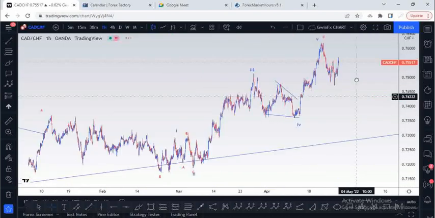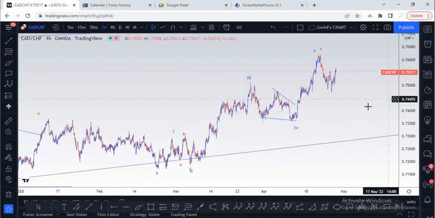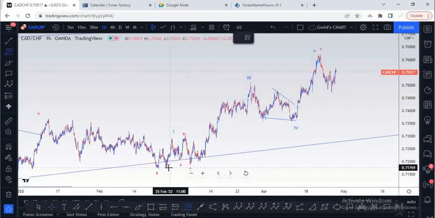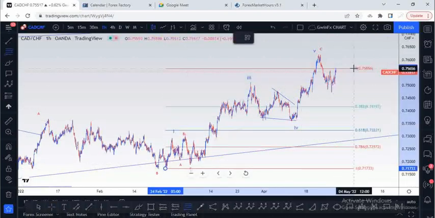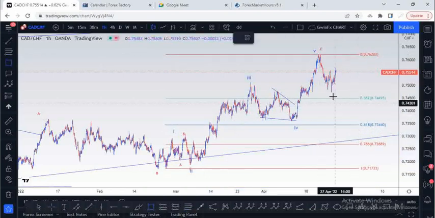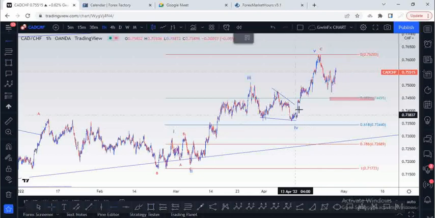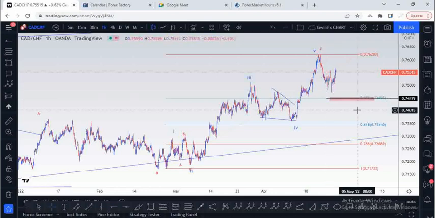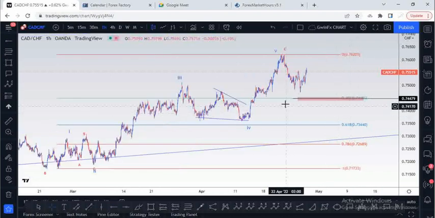Okay, so first I'm going to be looking at what levels we are going to be looking at for retracement, or price to retrace into. First, I want to look at the 38.2. Okay, this is where we have the 38.2. So this is going to be my very first target. I'm going to be looking at first target around the 38.2, so I'm going to put up a line right there.